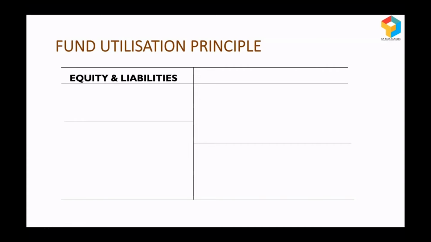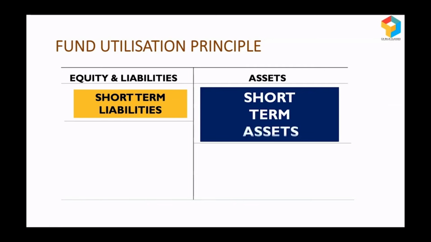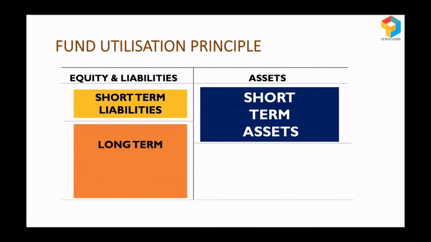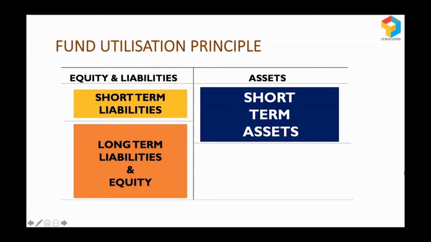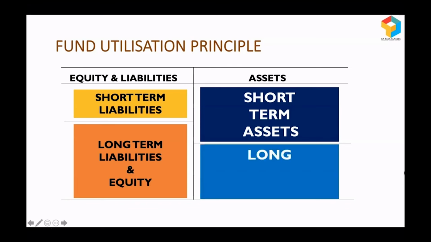I said funds can come from owners and outsiders. And when funds come from outsiders with a commitment to repay within 1 year, we call them short-term liabilities. Using those short-term liabilities, short-term assets can be created. But short-term assets are greater than short-term liabilities. It means automatically that a portion of short-term assets is funded by long-term funds. And we can infer that the remaining long-term funds are being utilized for creating long-term assets.